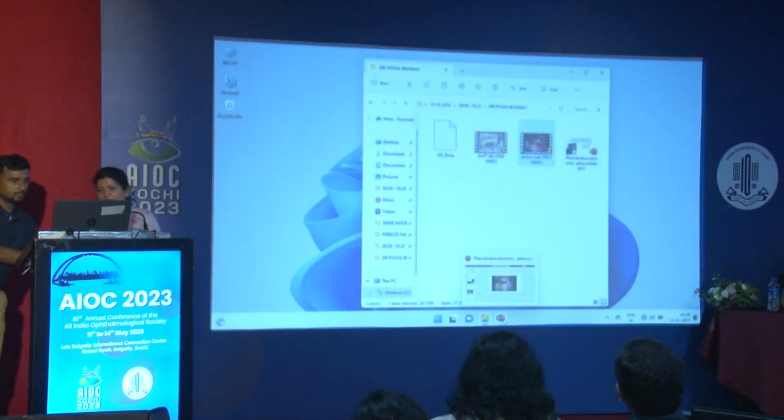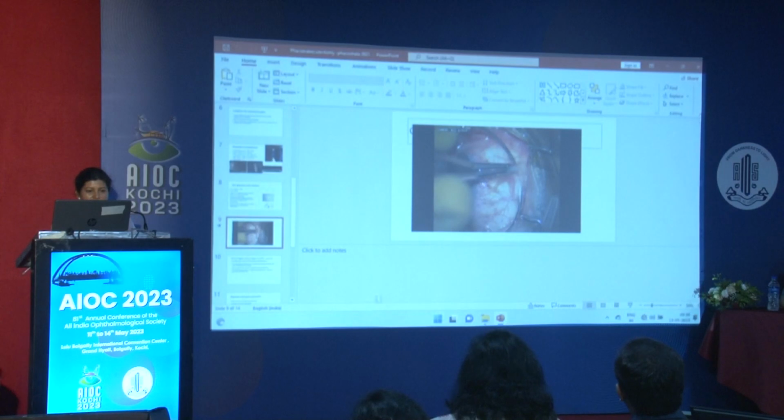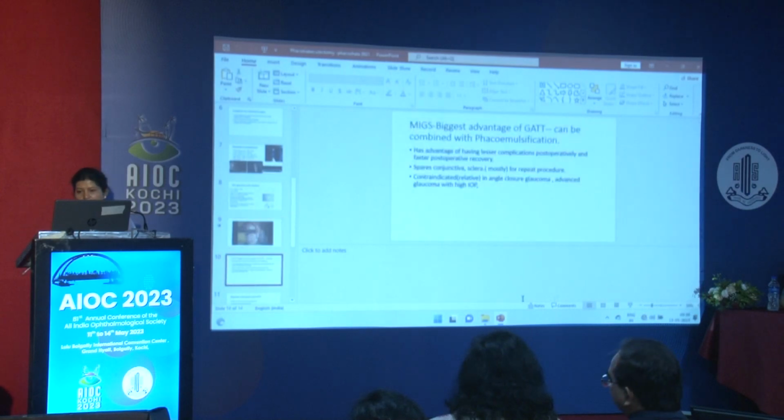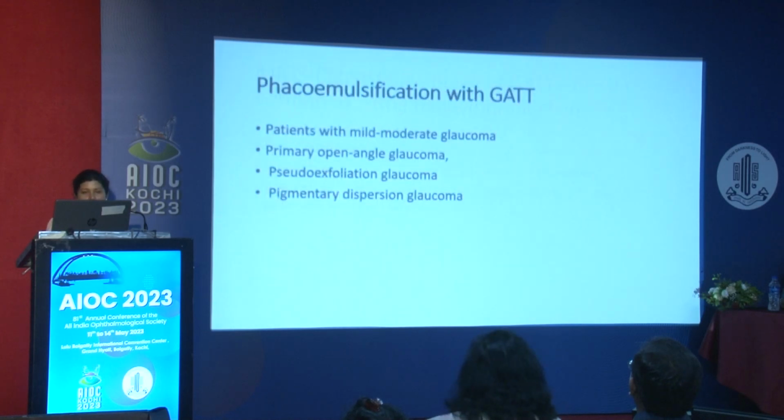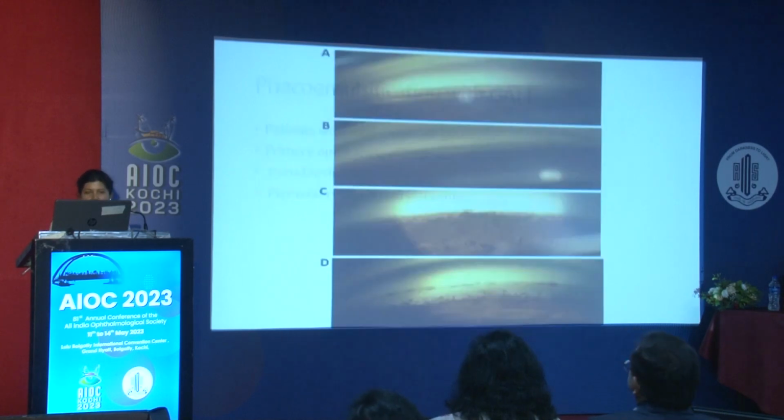And then more recently, we are talking of MIGS procedures, combining our phacoemulsification with GAT surgeries. There are a lot of reports saying that the results are good. It has the advantage of fewer post-operative complications and faster recovery. It is as good as doing a phacoemulsification, but there are some chances of having hyphema afterwards. It is preferred in open-angle glaucoma, mild to moderate glaucoma. In pseudoexfoliation and pigmentary glaucoma also, you get good results.